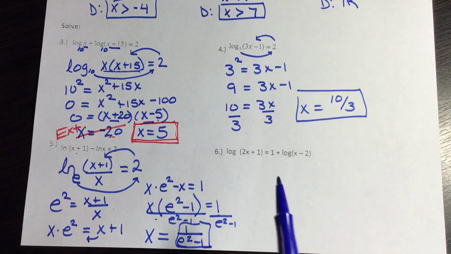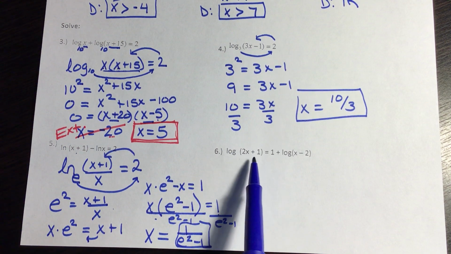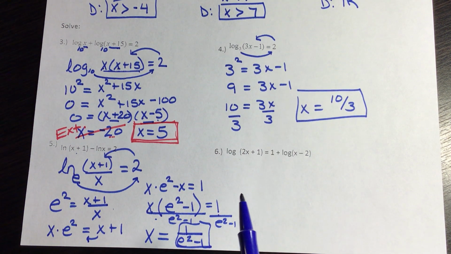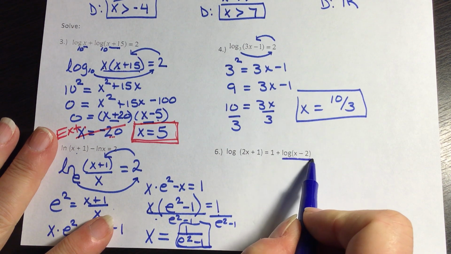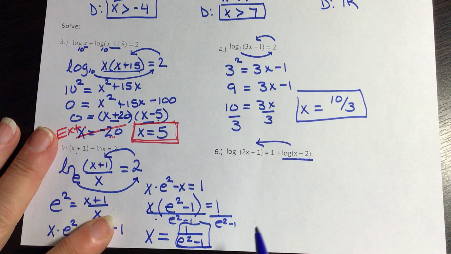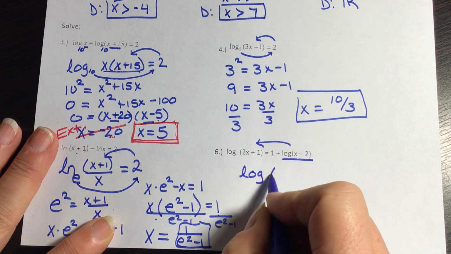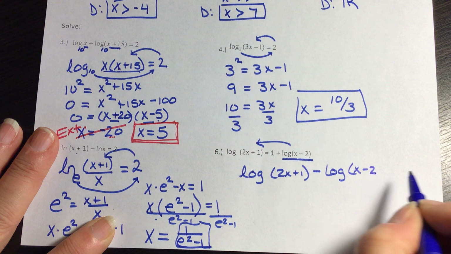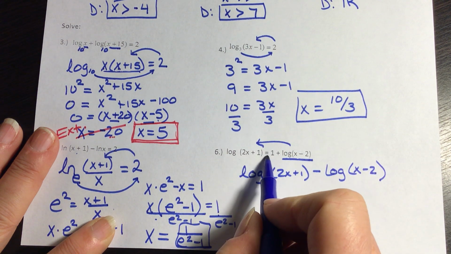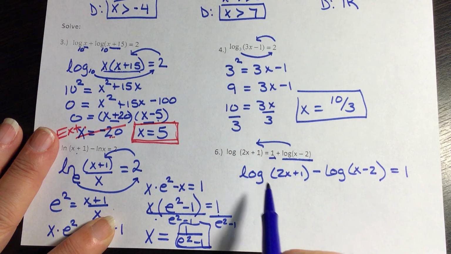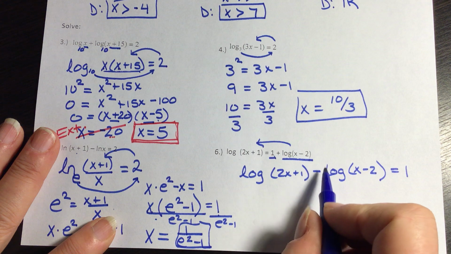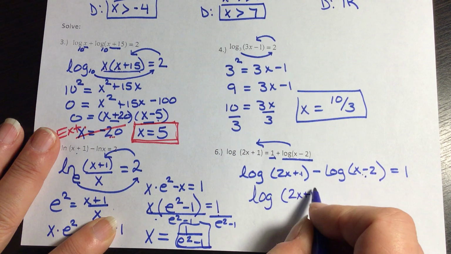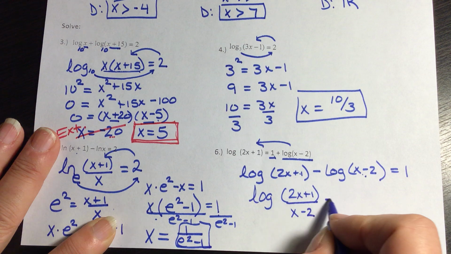In problem 6, this time I have a log of something equals 1 plus a log of something. So to be able to write a single logarithm, let's take this term and subtract it to the other side. So I'll have log of 2x plus 1 minus log of x minus 2. I move this over, and that's going to equal 1. Now I'm able to write a single logarithm. I have subtraction, so this is going to be a division problem. Log of 2x plus 1 over x minus 2 equals 1.